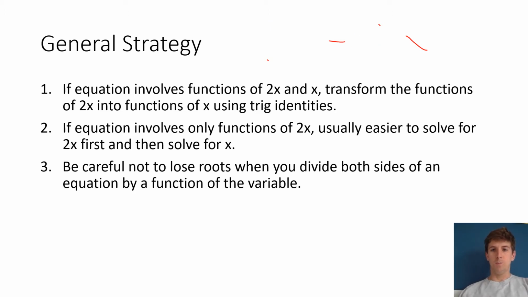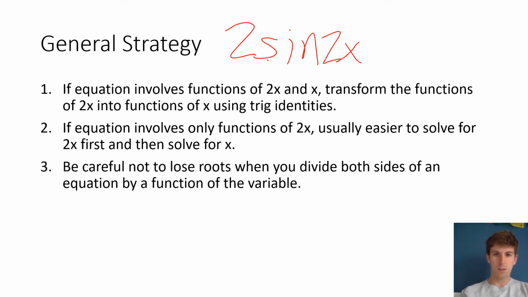The second thing is if an equation involves only functions of 2x, it's usually easier to solve for 2x first and then solve for x. So something like that would look like if we had 2 sine 2x equals 1. What we want to do there is just solve for 2x and then solve for x after that.